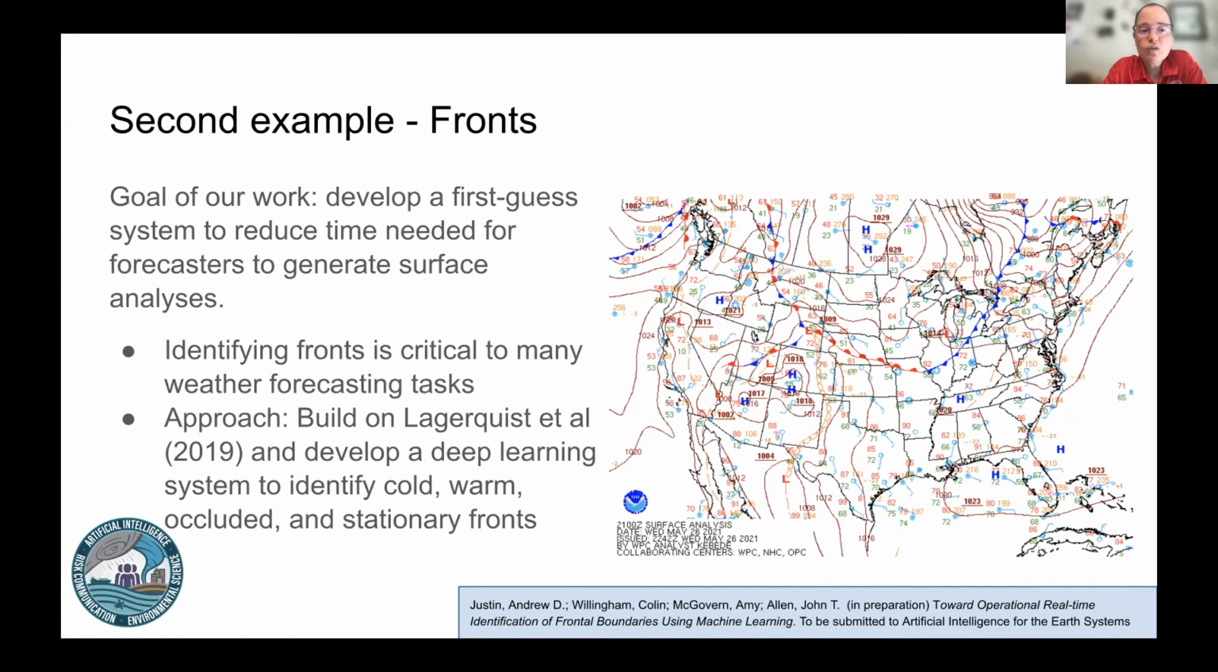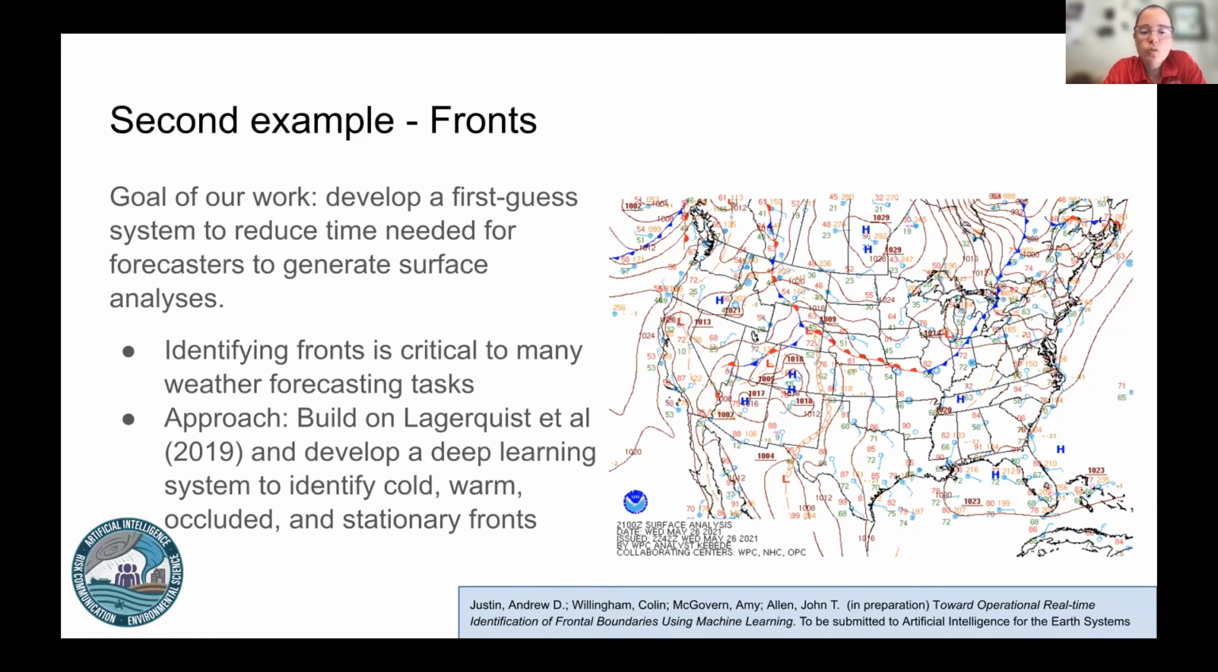So the goal of this work is to develop a first guess front system, a first guess machine learning system that would reduce the time needed for the forecasters to generate surface analysis. This is a picture of a surface analysis over the CONUS. I have on the next slide a picture over the larger domain. We talk so much about severe weather that people are like, fronts, why do I need to know what a front is? Well, fronts are really critical to many weather forecasting tasks. I'm assuming the meteorologists in the audience know that, but perhaps not the computer scientists.